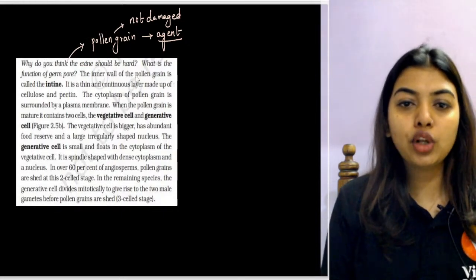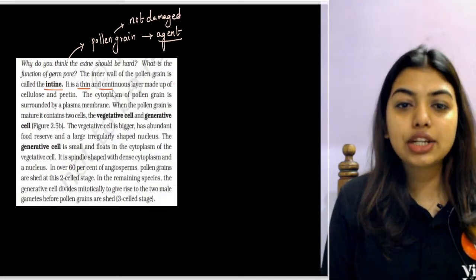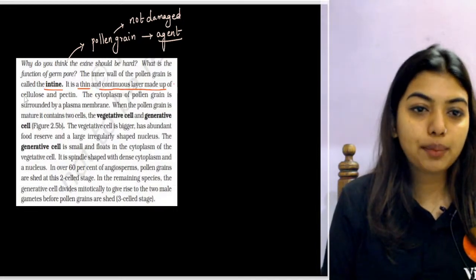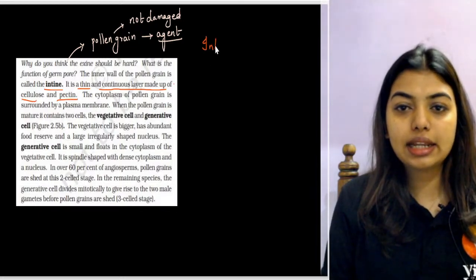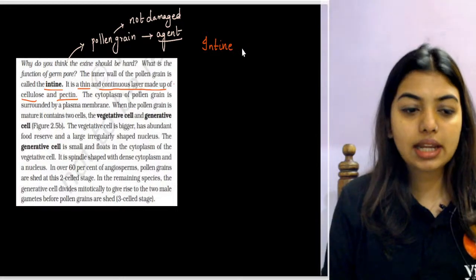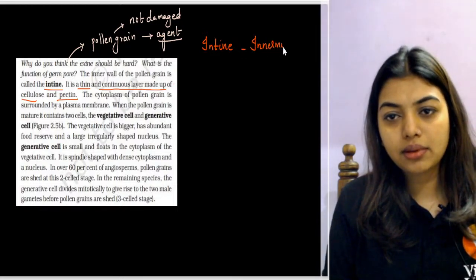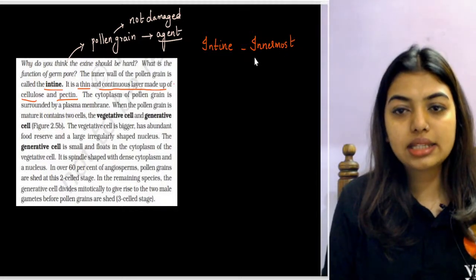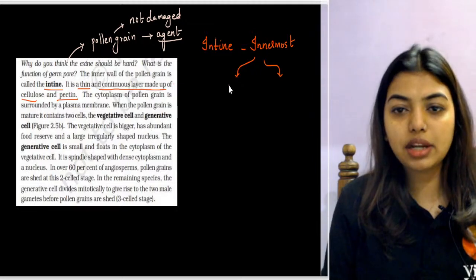the inner wall of the pollen grain is called intine, and it is a thin, continuous layer made up of cellulose and pectin. Very, very important. They are telling that intine is the innermost layer, and this innermost layer is made up of cellulose and pectin.